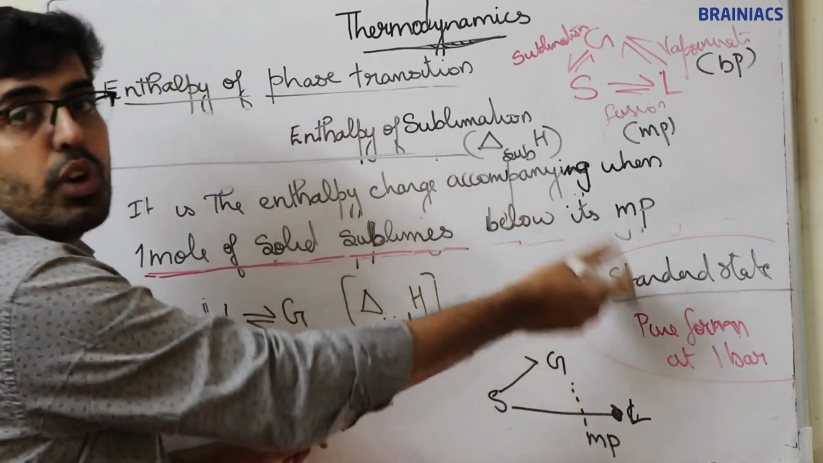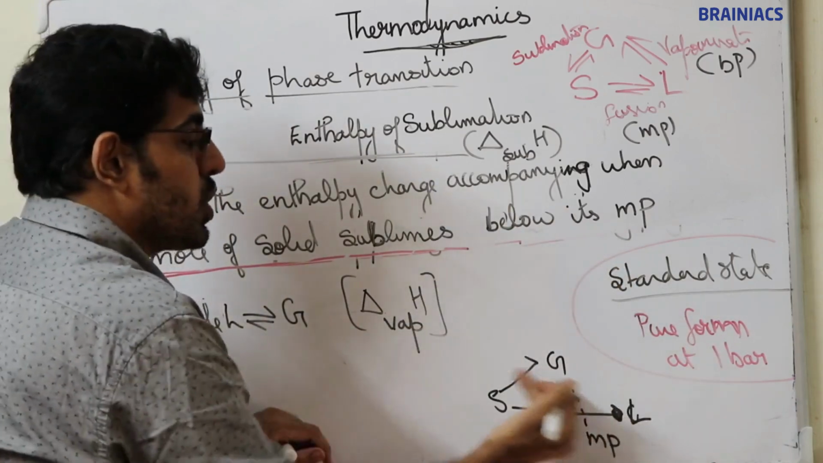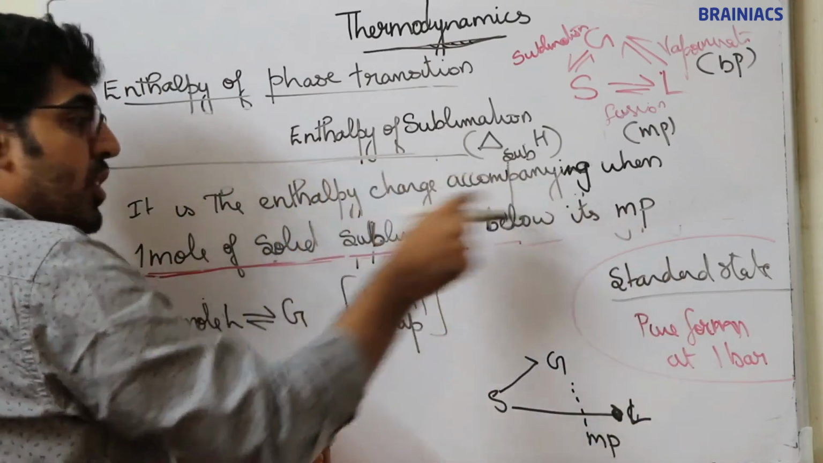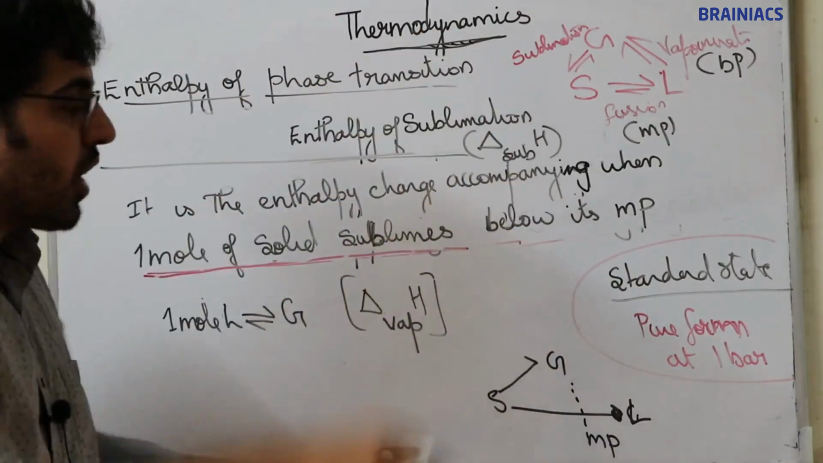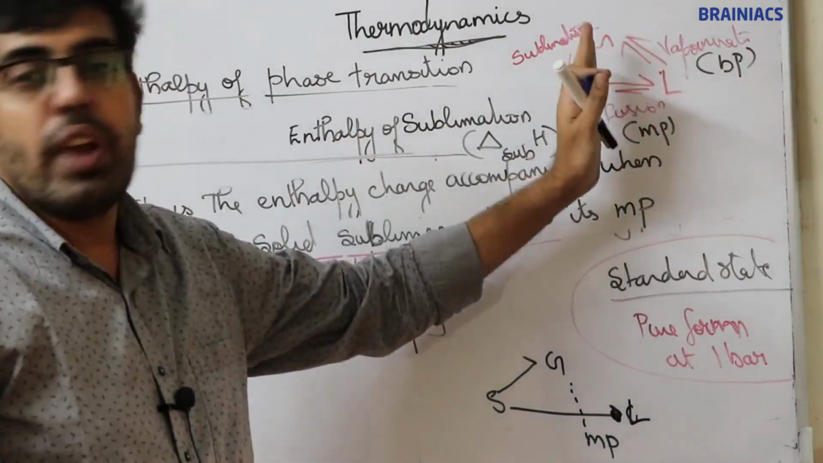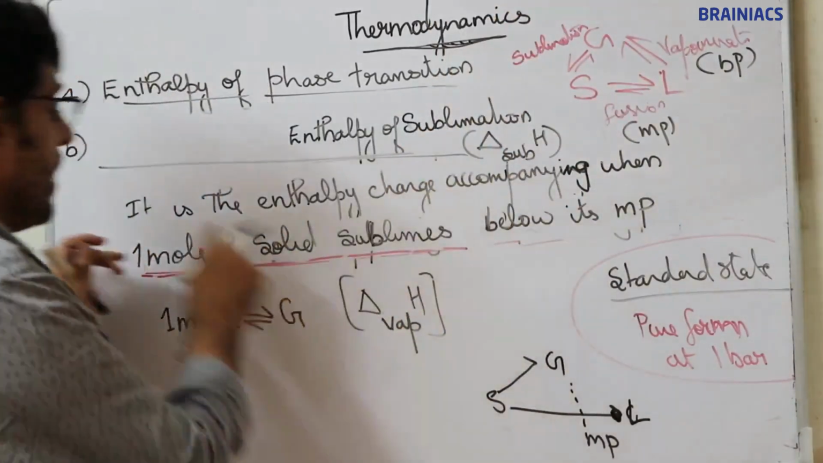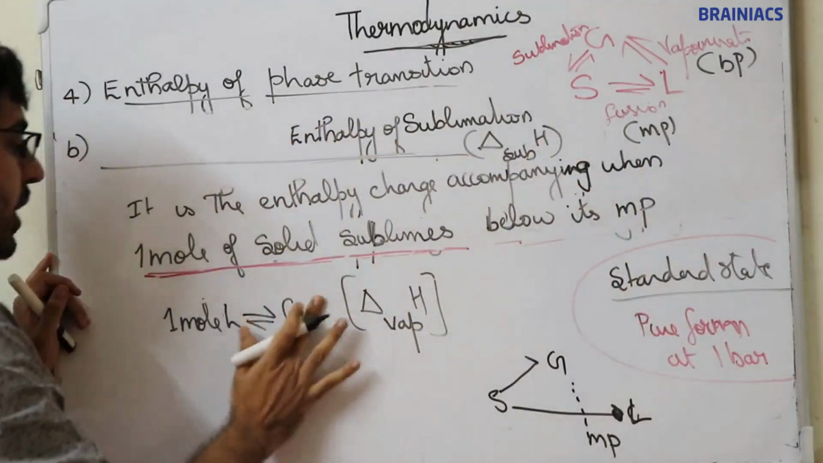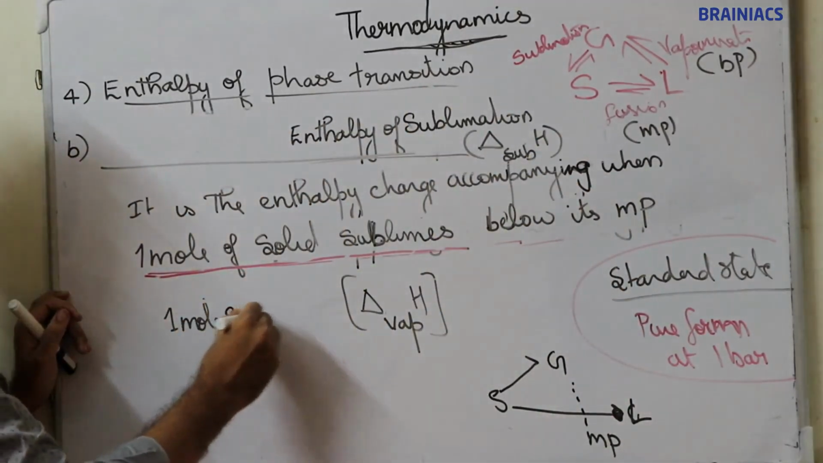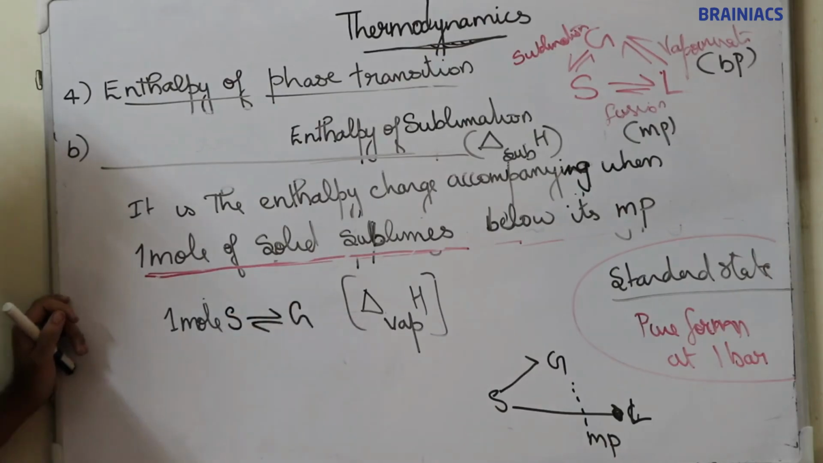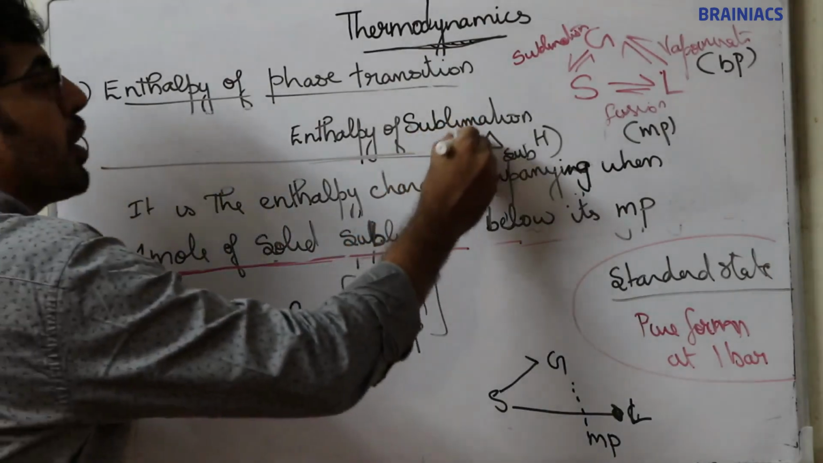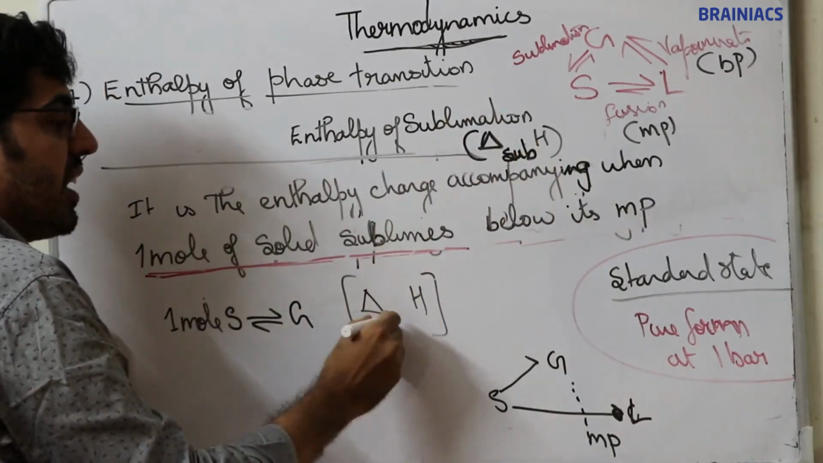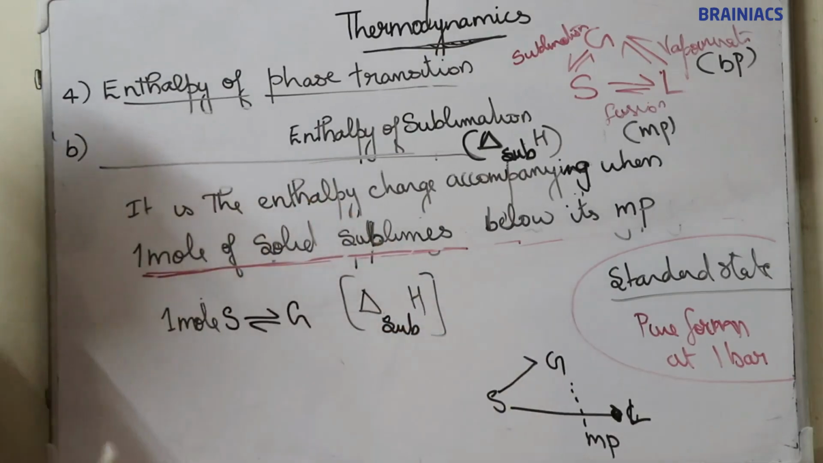So before that we have to convert to gas, right? Usually a solid will convert to gas below its melting point. When a solid reaches its melting point, it will convert to liquid. So it is the enthalpy change accompanying when 1 mole of solid sublimates below its melting point. It is represented by delta H SUB, enthalpy of sublimation.